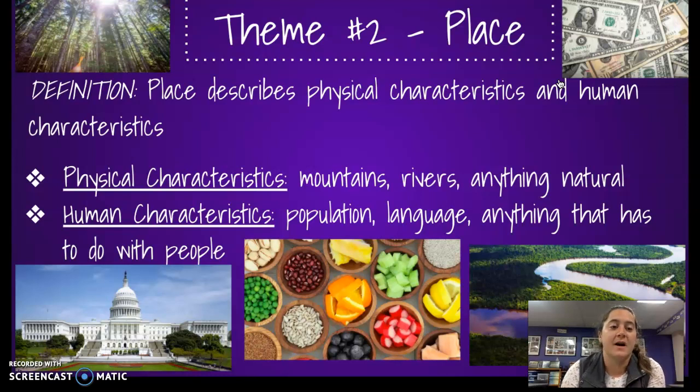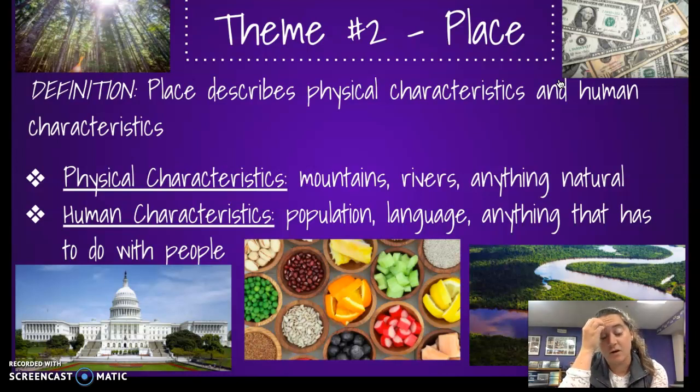So when you're looking in the upper left-hand corner, that picture of the trees, that forest, that would be a physical characteristic. When you're looking up in the upper right-hand corner, the money, the currency, that would have to do with a human characteristic because it has to do with humans using that currency, humans creating that currency, interacting with that currency.